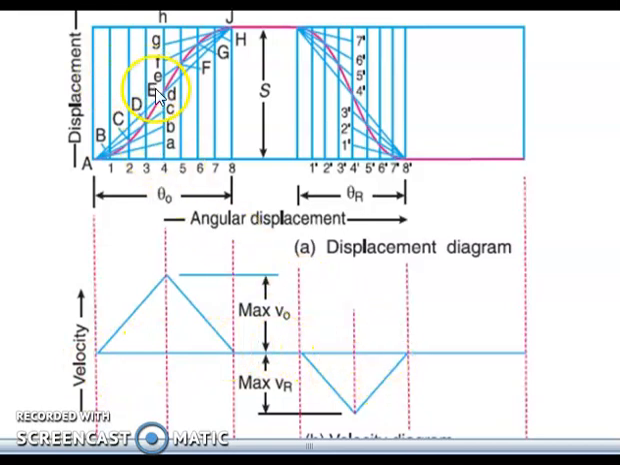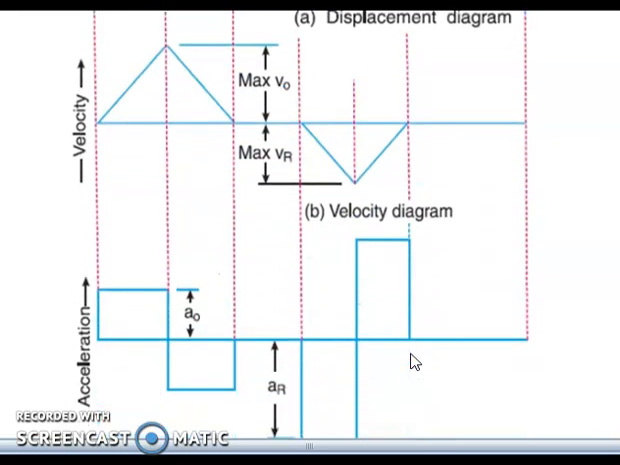So in the velocity diagram, the maximum velocity is at the middle point, and when the displacement is maximum, velocity becomes 0. So here you have no change in the displacement, so velocity is 0, and here velocity decreases, so the maximum velocity in the negative direction will be again at the middle, which is the average velocity, and then at the end, the velocity is 0.